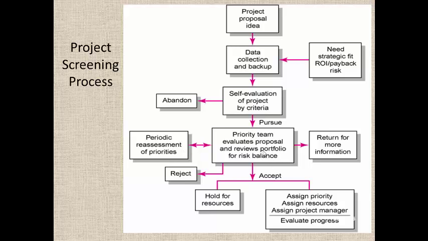Then there is periodic reassessment of priorities. The priority team evaluates the proposal and reviews the portfolio for risk balance, whether it is a high risk project or a low risk project, and whether you can do it. If it is on hold, then accept it, assign priority, assign a project manager, assign resources, develop the project charter, and then give the charter to the project manager and ask him to start the project. Once it starts, you do the evaluation of the project. This is part of the project screening process.